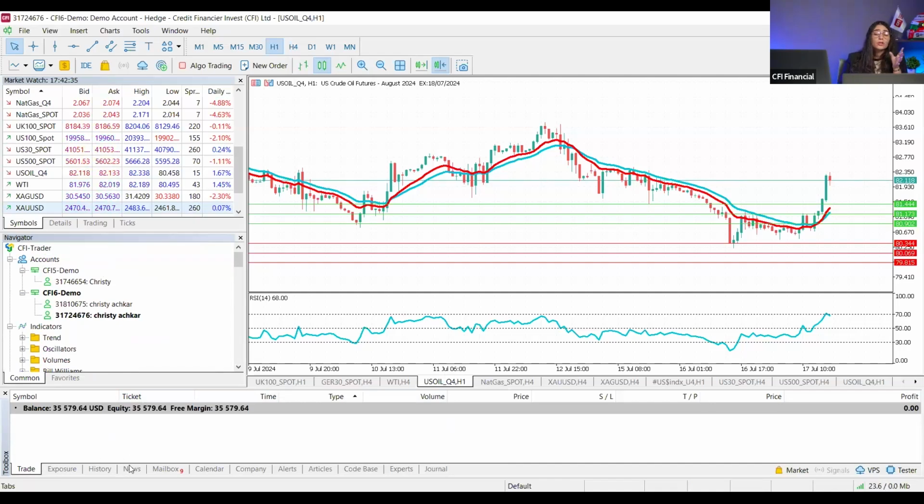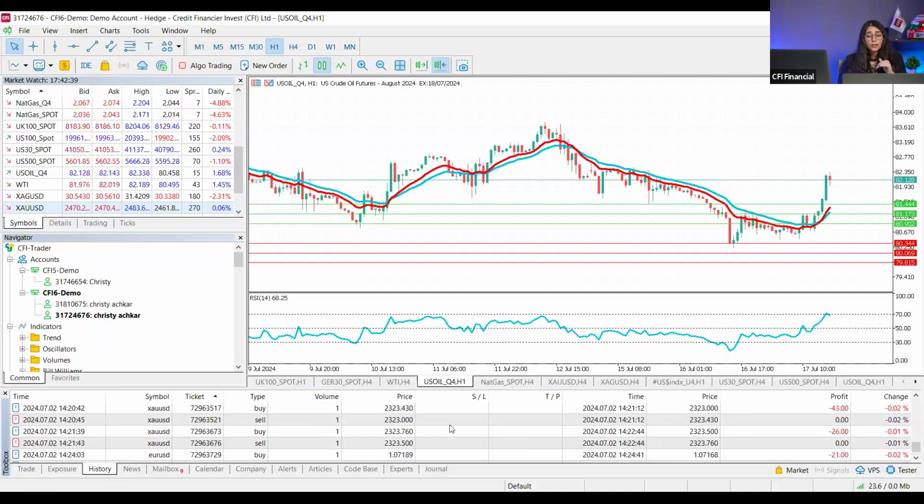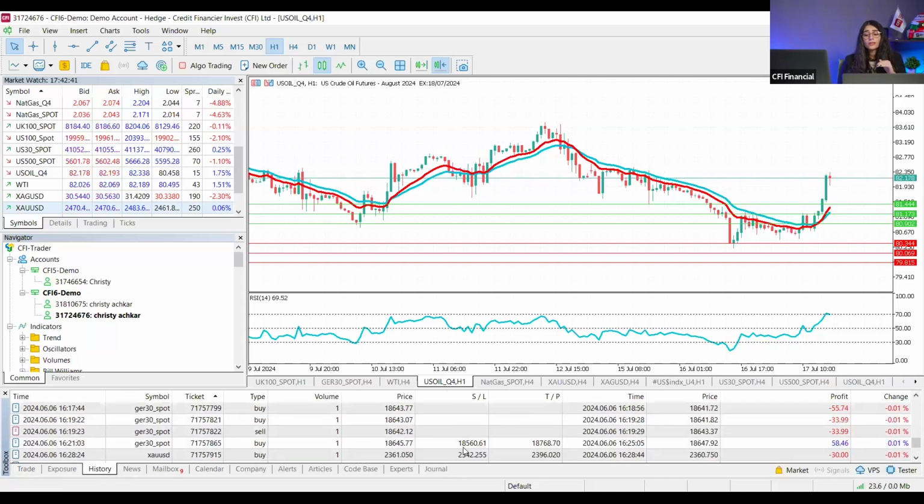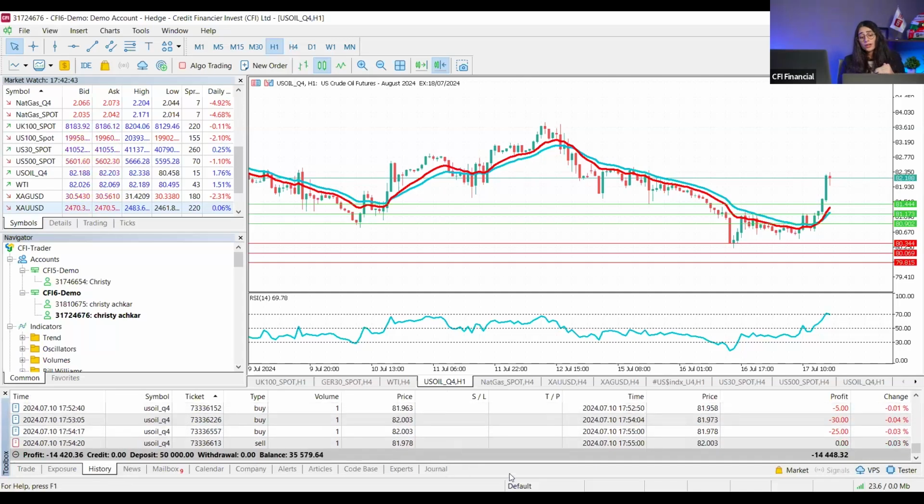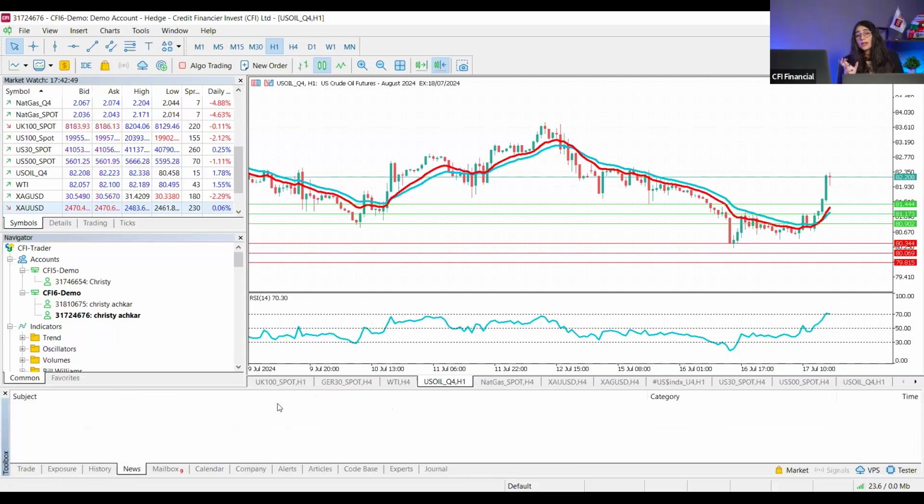So I'm gonna tell you what's also important to know from the toolbox. We have the history. So basically the history is going to include all your trades that you have executed since you've opened the account. Then you're going to have the news section. Since I have a demo account, the news is not going to show, but it will basically include everything that you need to know that's happening in the market. So it's really good to look out for it.